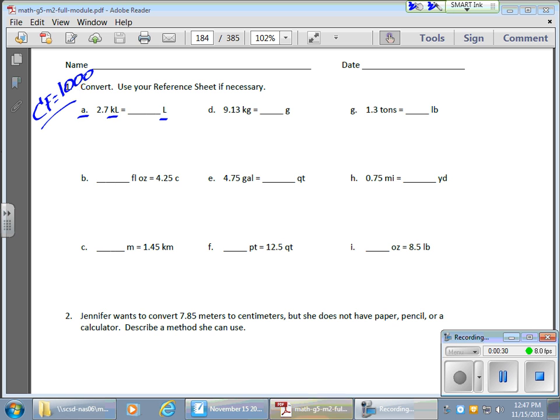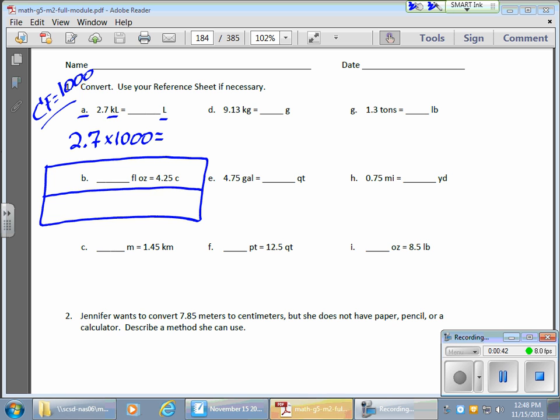Now, ordinarily, I would just take my 2.7 and multiply it by my CF, and what we'll do then is build a nice little place value chart here. 1, 2, 3, 4, 5. Here's my 2.7. Here's my decimal, and every digit is going to increase in value by 3 place values. 1, 2, 3. So the 2 in the ones place moves to the thousands place. And the 7 in the tenths place moves 3 places to the hundreds place. And here's my answer of 2,700.